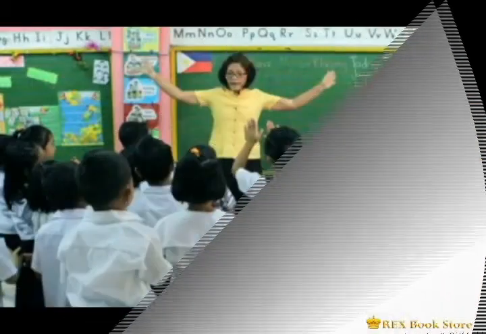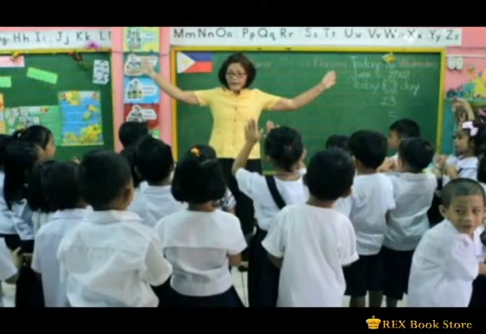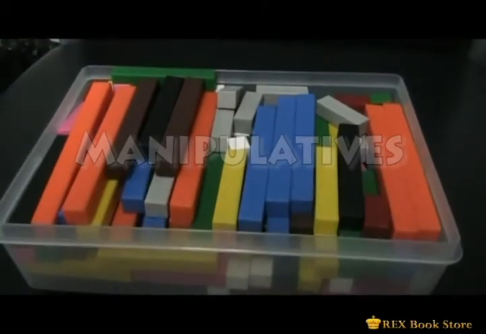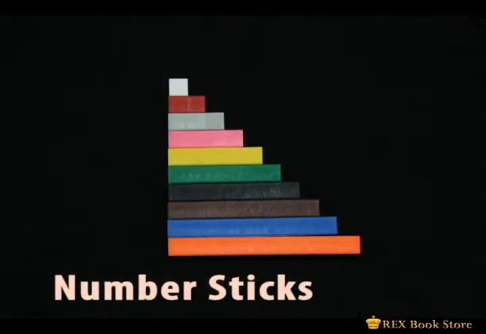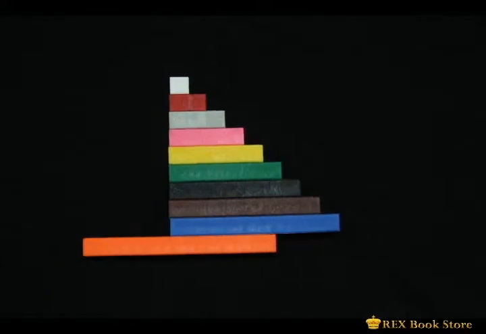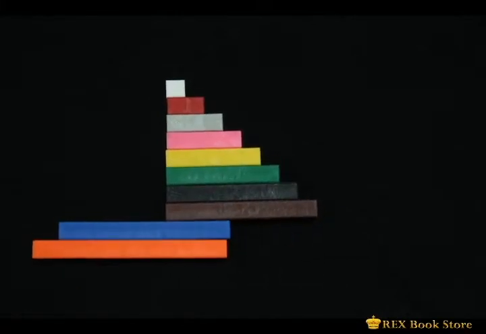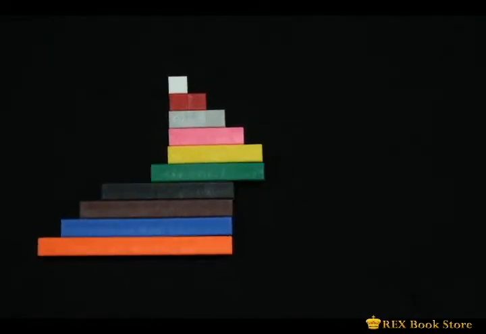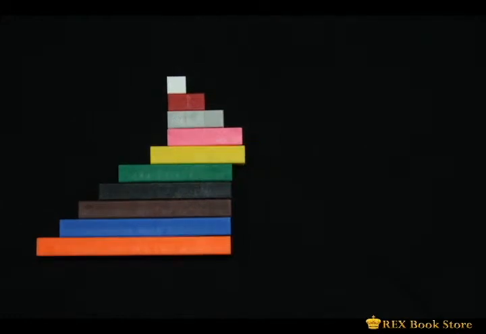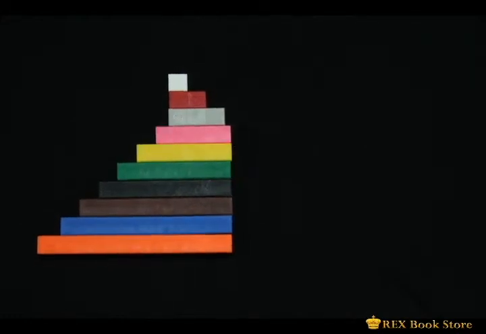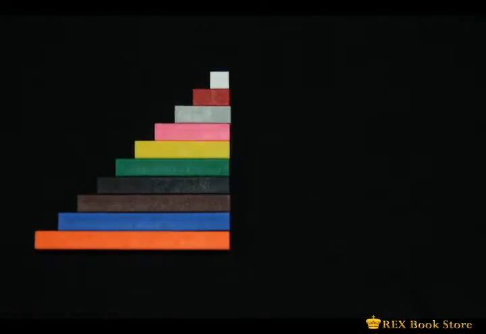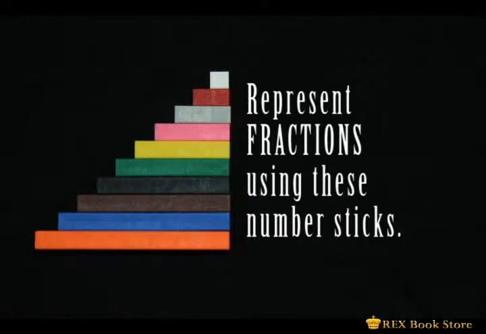In teaching addition and subtraction of fractions with like denominators, we can use manipulatives. For this video presentation, we will be using number sticks. These are examples of number sticks. Orange sticks for 10, blue sticks for 9, brown sticks for 8, black sticks for 7, green sticks for 6, yellow sticks for 5, pink sticks for 4, gray sticks for 3, red for 2, and white for 1. We are going to represent fractions using these number sticks.